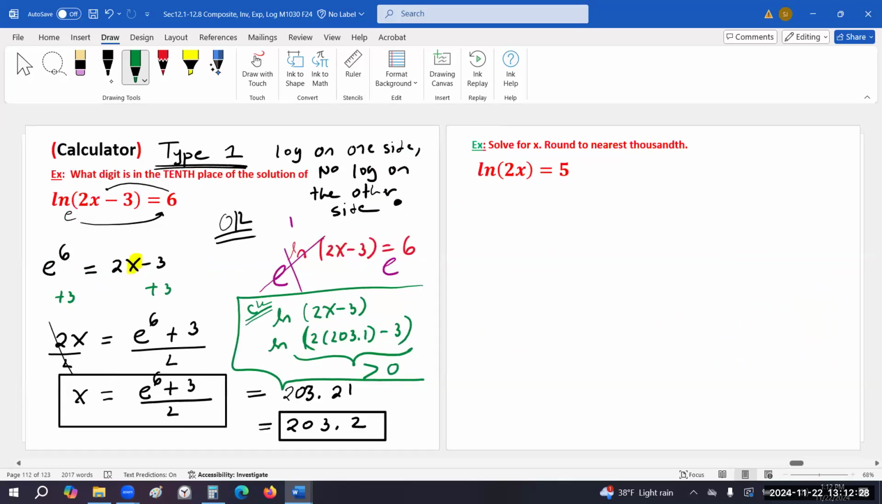So go ahead, you try one, which is even easier than the other one. But the same rules apply. Same steps.